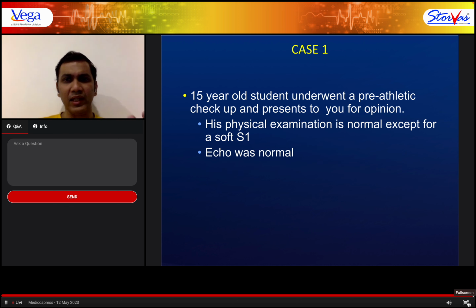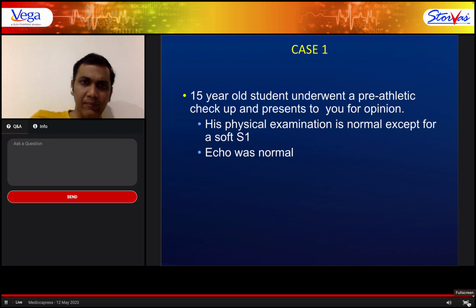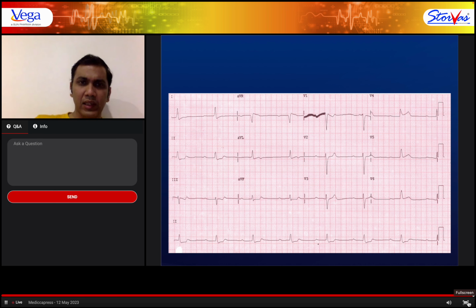So let's start with case one, where you have a 15-year-old student who is very interested in athletics and now presents to you for an opinion in the form of a pre-athletic checkup. Physical examination is notable for a soft S1, the echo is also normal. This is the ECG of that particular patient.